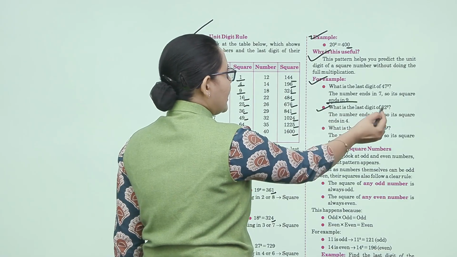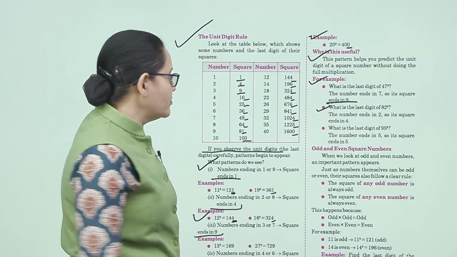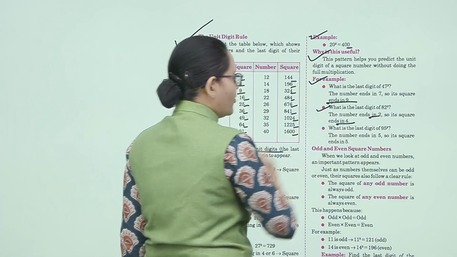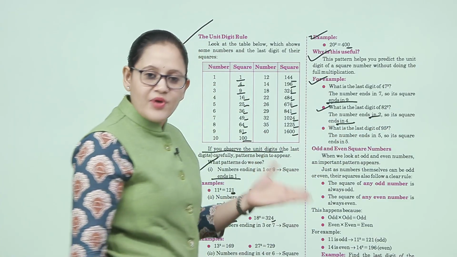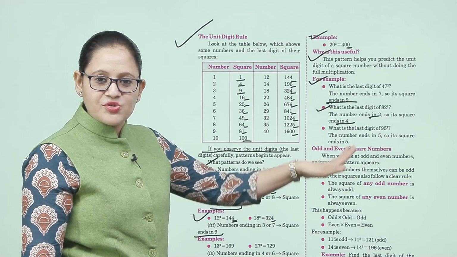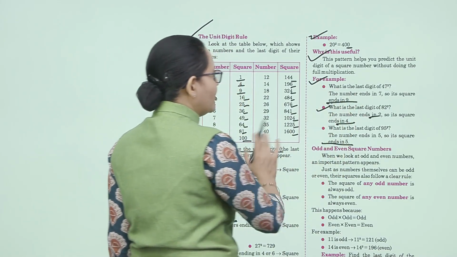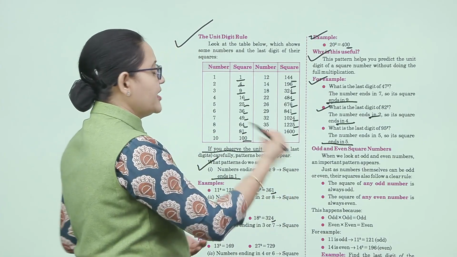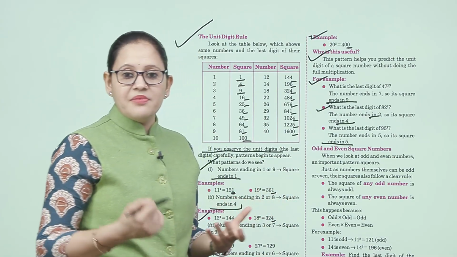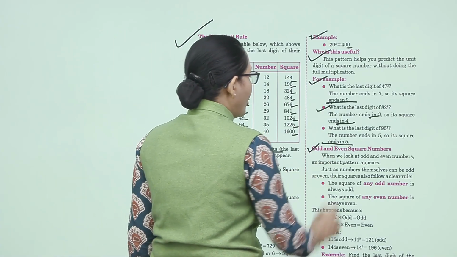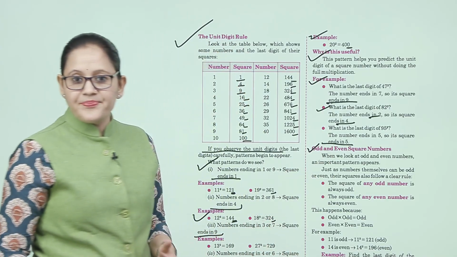What is the last digit of the square of 82? The number ends with 2, so the square ends with 4. What is the last digit of the square of 95? The number ends with 5, so the square's last digit will be 5. So this pattern helps us find the unit digit of a square number without actual multiplication.